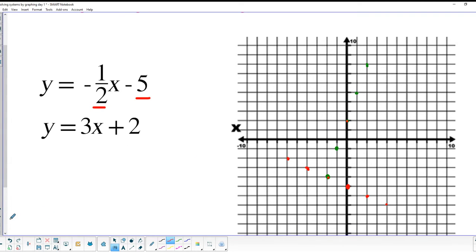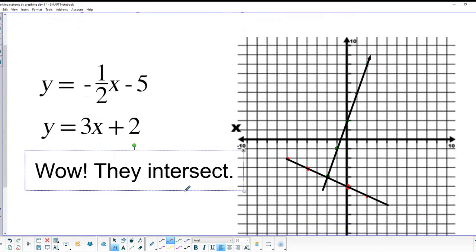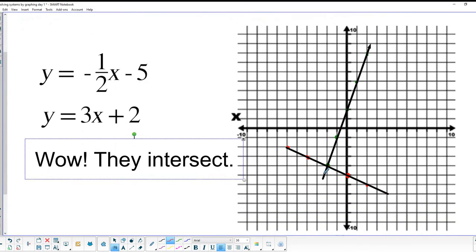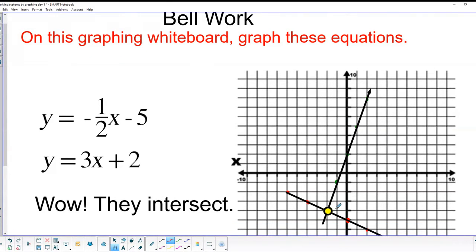So if I go ahead and graph a line in between those two, I notice, wow, they actually intersect. And where do they intersect? Well, right here at this big bright yellow point. So that's significant, and that's kind of what we're going to focus on today in our lesson.